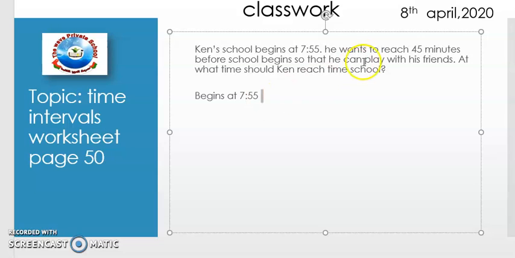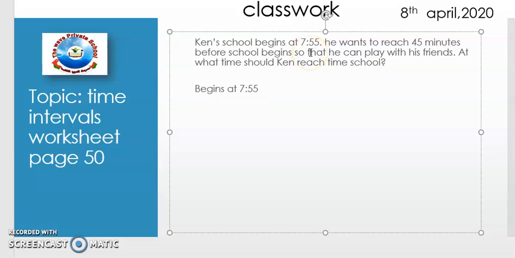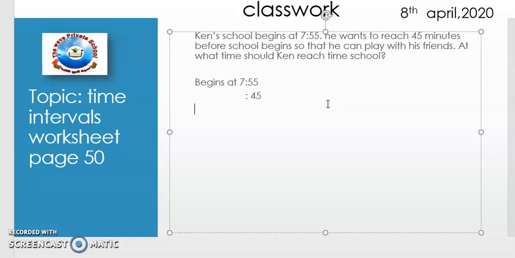So I need to minus 45 minutes from 7:55. What I will do, I will subtract 45 from 55. The answer I get is 10. And 7 minus 0 is 7. So 7:10. He must be at school at 7:10 if he wants to reach 45 minutes before. So the answer will be 7:10.